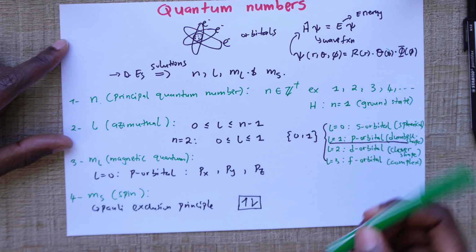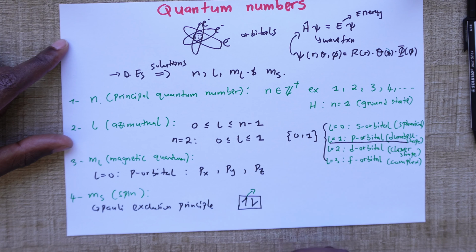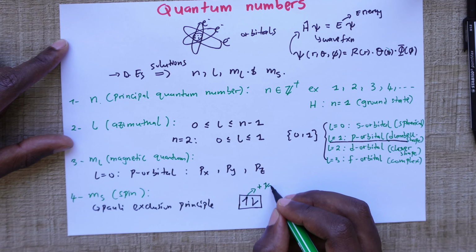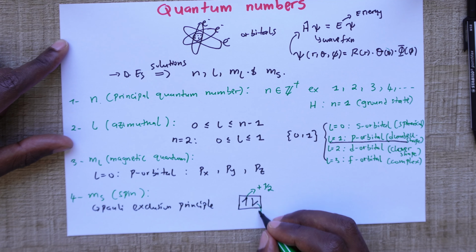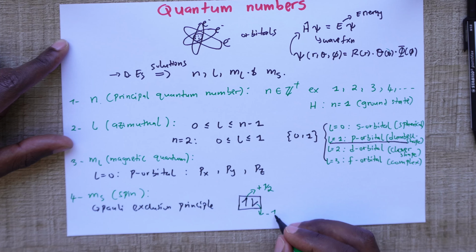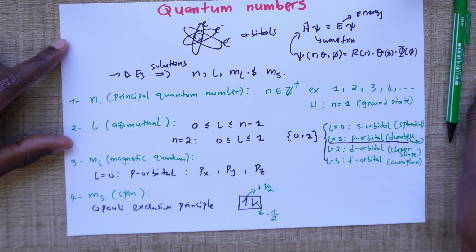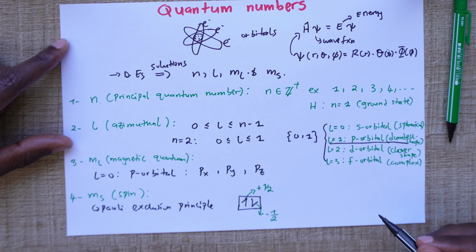So an electron that's represented like this in this electron in box notation would have a spin of plus half, and its counterpart would have a negative half spin. So this is really important, and it accounts for the Pauli exclusion principle.